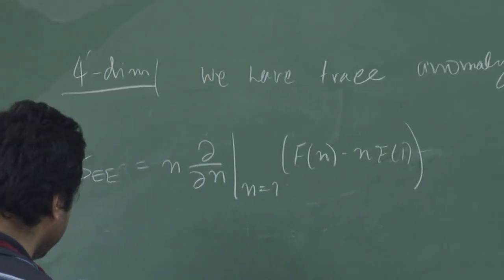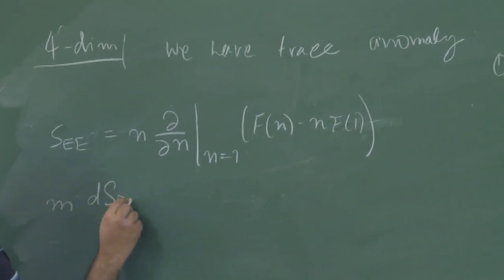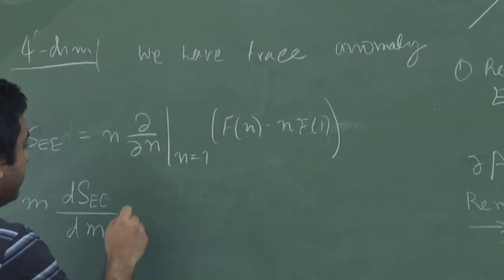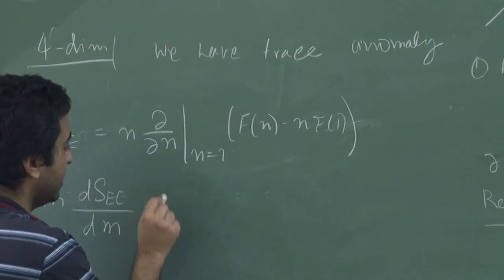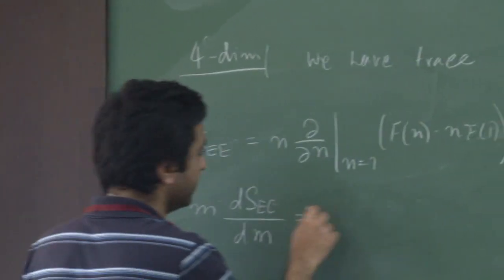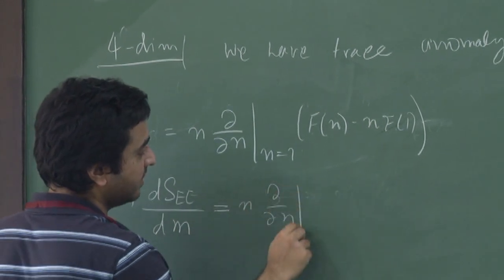And then, okay, you do the same thing. You take the derivative with respect to mass. Okay, so I'll also mention one more thing. Let me first do the 4-dimensional thing, and then this actually gives you this object.